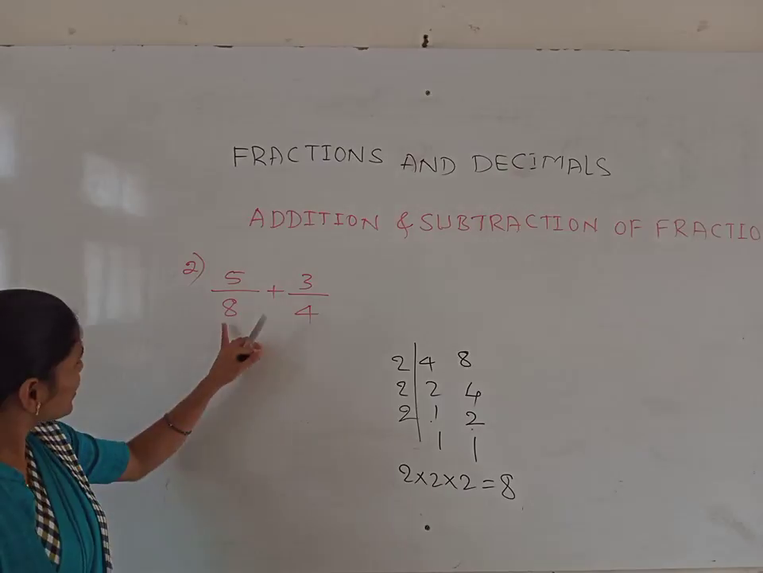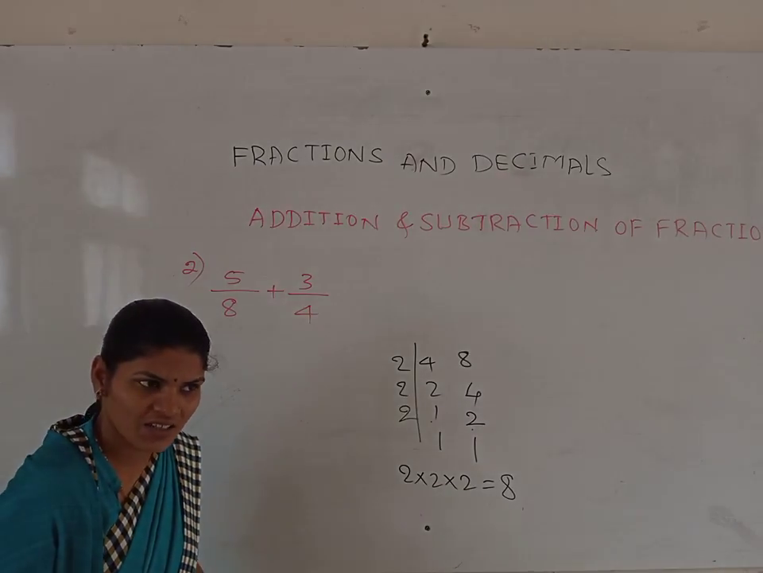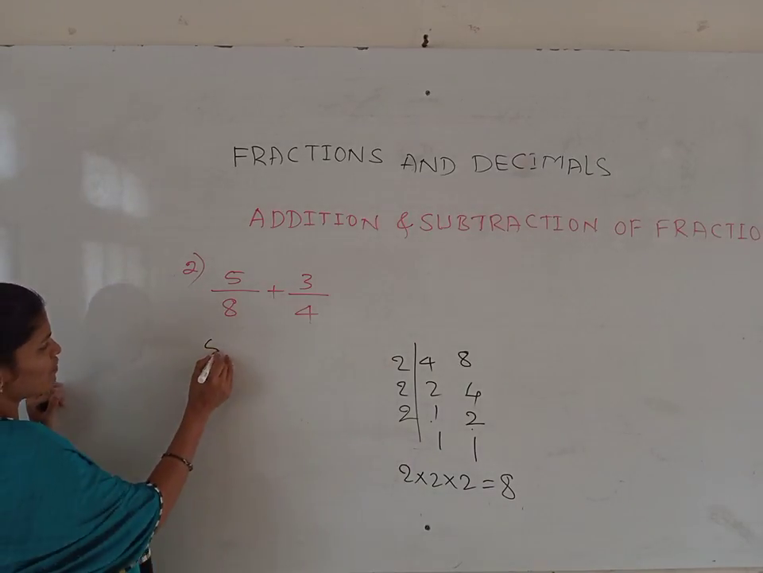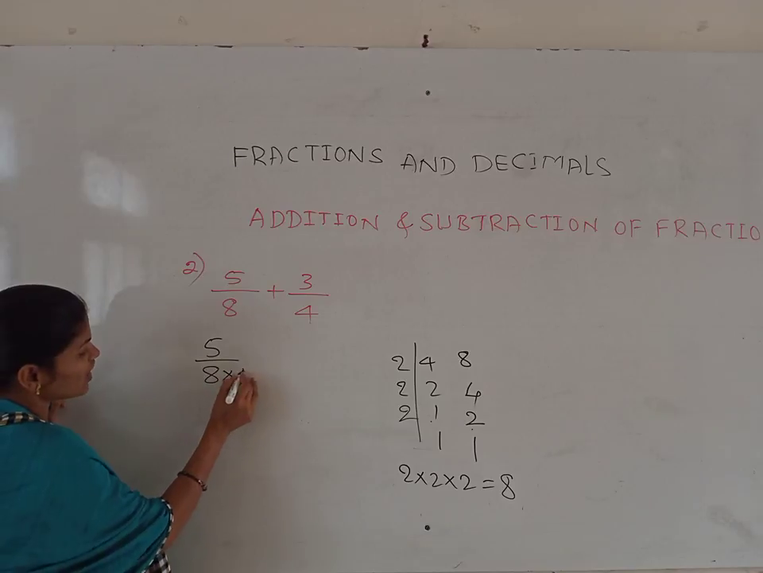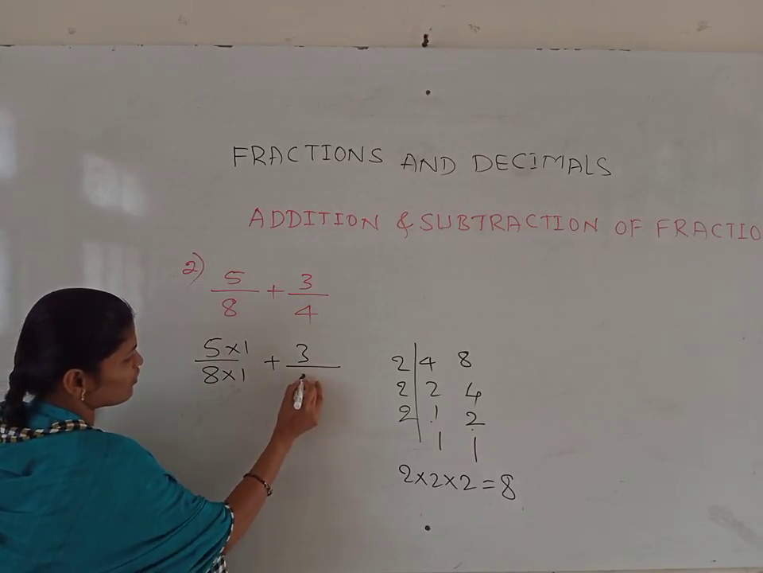8. Yes, 8 is there in the 8 table, and in the 4 table also there is an 8. So which is the least multiple here? 8 is the least multiple. So 5 divided by 8, how much? 8 1s are 8. Plus 3 divided by 4, how much? 8?